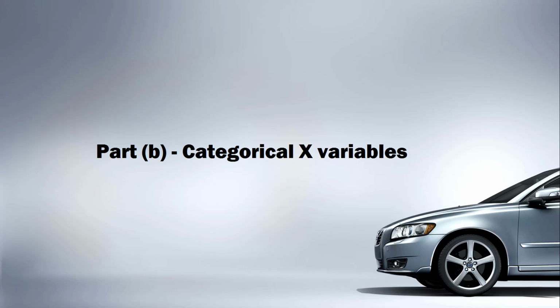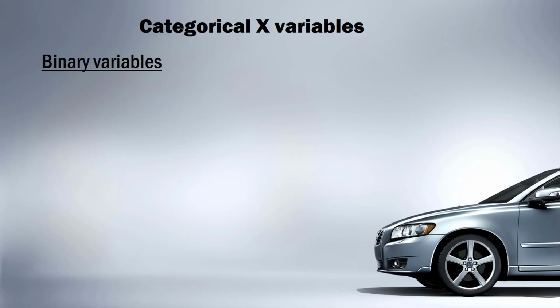So now we can move on to part B of regression video number 4. And in this part, we're going to be looking at where the X variables, that's the explanatory variables, are categorical instead of numerical. So one of the simplest examples of that is when the X variable is binary.